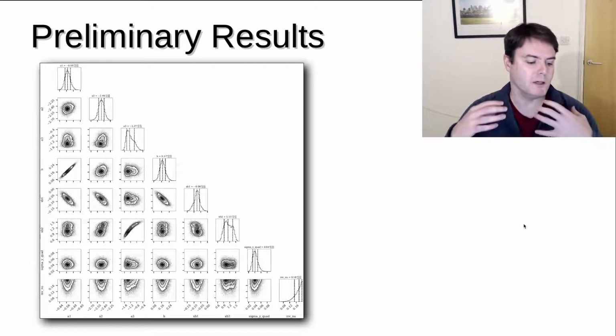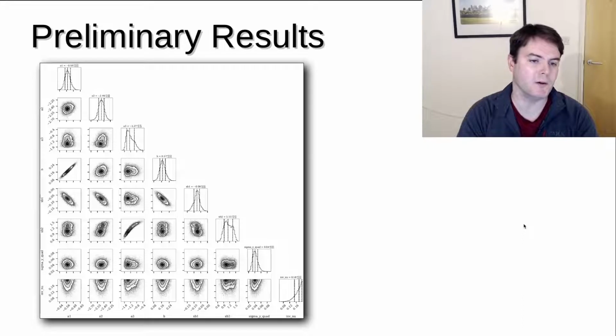And because we are not only including our own measurements, but also measurements from the literature, we had to develop a new robust fitting method. And this is what you can see here. This is a corner plot where you can see the different model parameters, and you can see also there are covariances. And this is quite important.